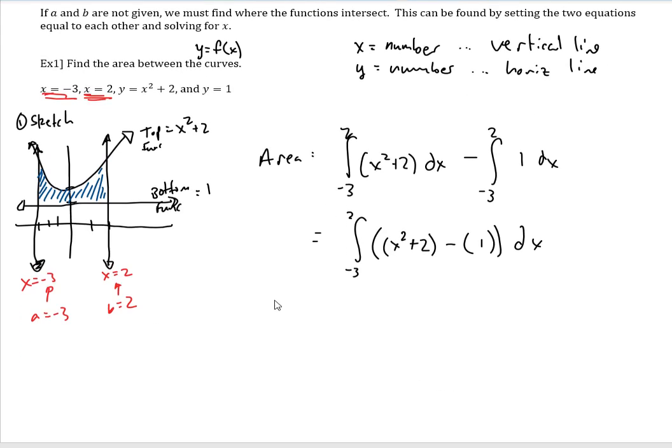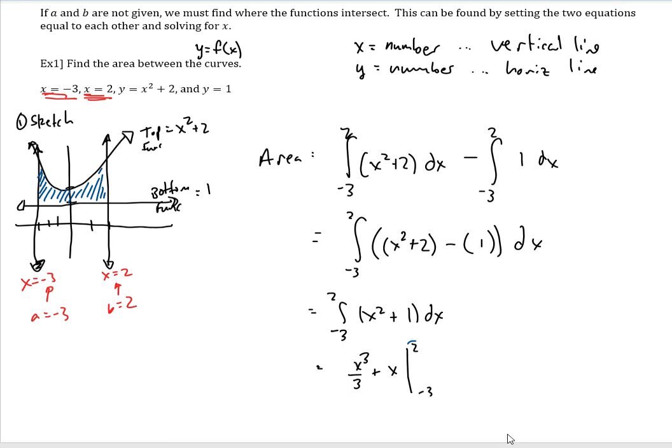Okay, and then now, well, let's simplify. So this is our integral from -3 to 2, and then we have x squared plus 2 minus 1, which would be just plus 1. And then now let's just do this integral. No big deal. Okay, so if we do this integral, we would have x cubed over 3 plus x. And then we have our bounds, -3 and 2.